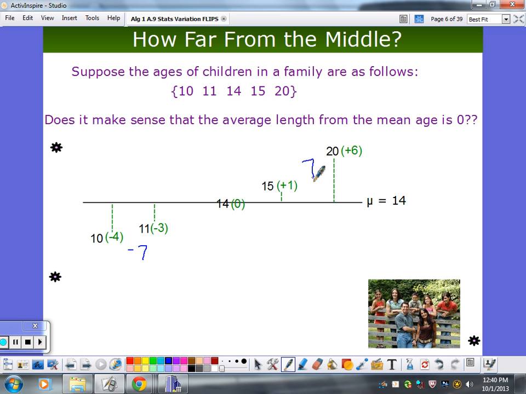Wait, I want you to tell me. What do I know about a mean? What is a mean? I want words explaining what a mean is, not the formula. What is it? It's a balance point. What do you mean by that?